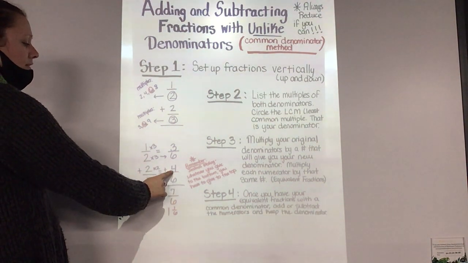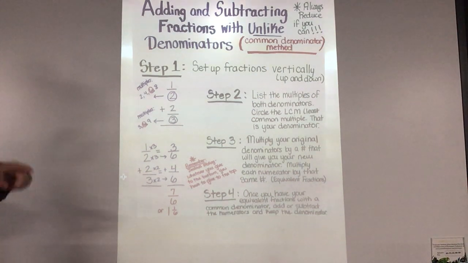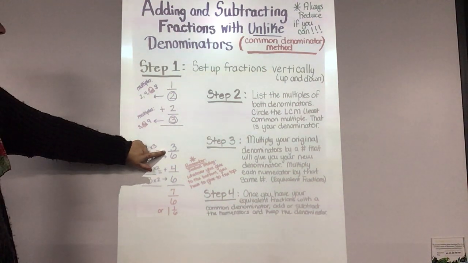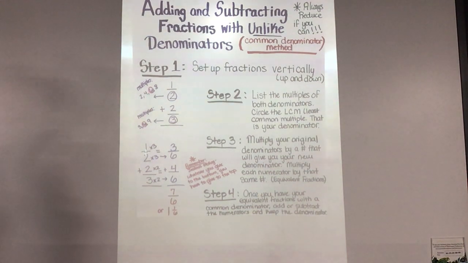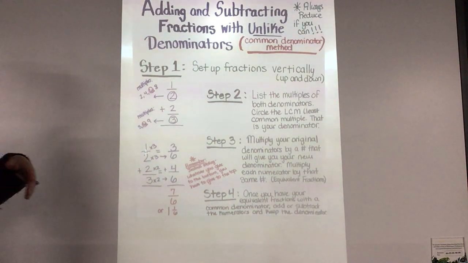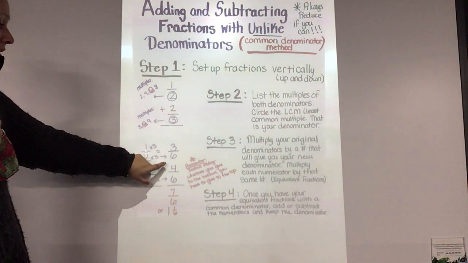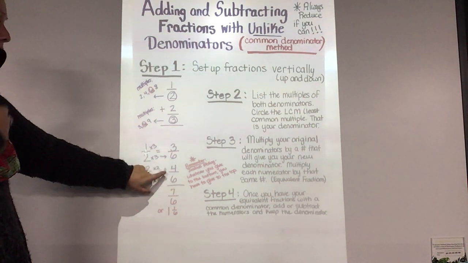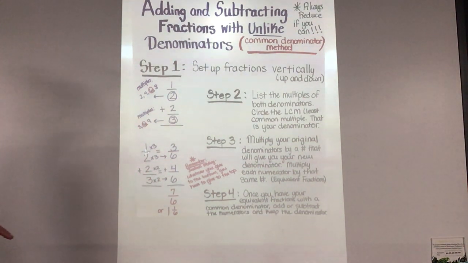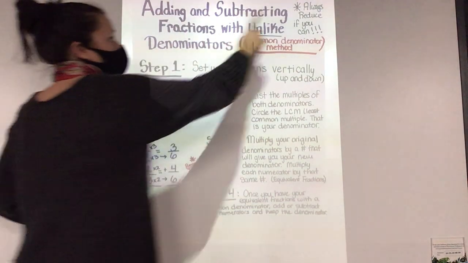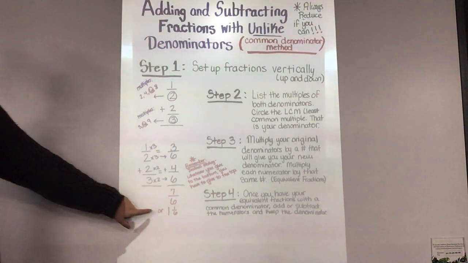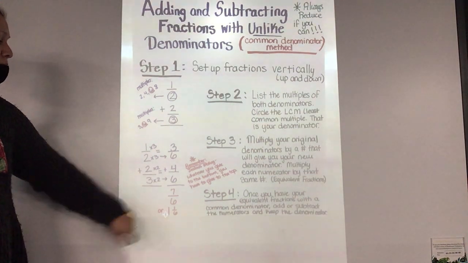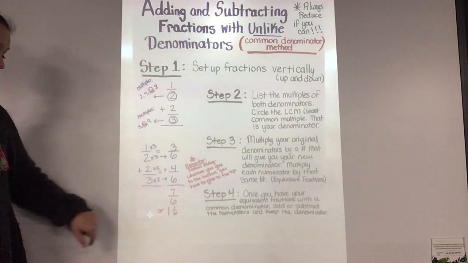2 times 2 is 4. Now look at our new fractions that they have. 3/6 plus 4/6. Do we have like denominators now? Yes. So you could add them. 4 plus 3 is 7. Our denominator stays the same, and it's a 6. But we have to remember to reduce or simplify. Okay? And when you simplify this, you're going to get 1 and 1/6.